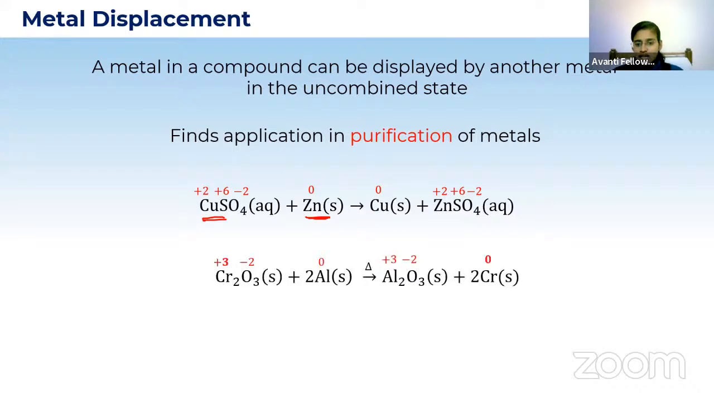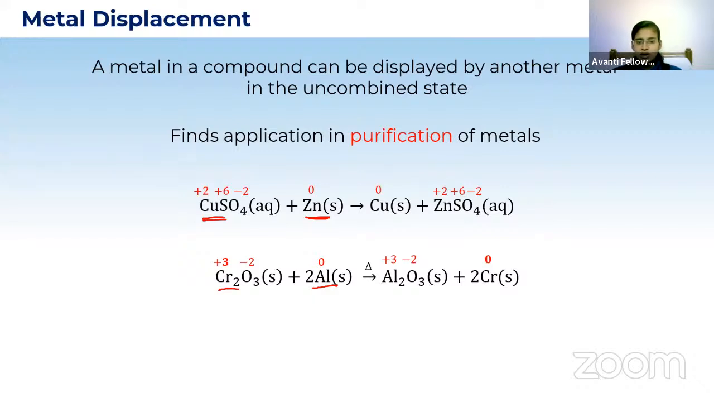Cr2O3 reacting with aluminium to form Al2O3 and Cr. Okay. So chromium is a metal. Aluminium is also a metal. So what is this aluminium doing? Aluminium is displacing chromium. It is an example of metal displacement.